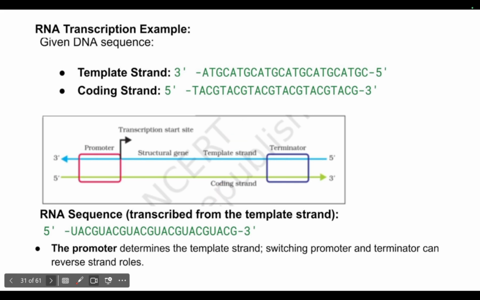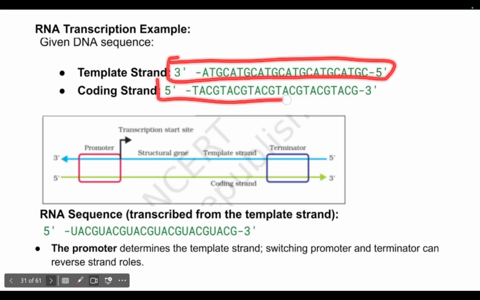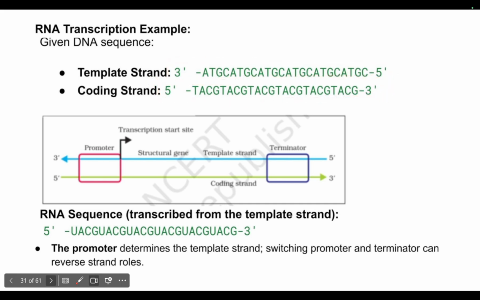As you can see, the template strand is from 3' to 5', whereas the coding strand is from 5' to 3'. So the template and coding strands are both strands of DNA, and they are anti-parallel. The template strand acts as the template for RNA synthesis. So the RNA will be complementary to the template strand, whereas the RNA synthesized will have a sequence similar to the coding strand.